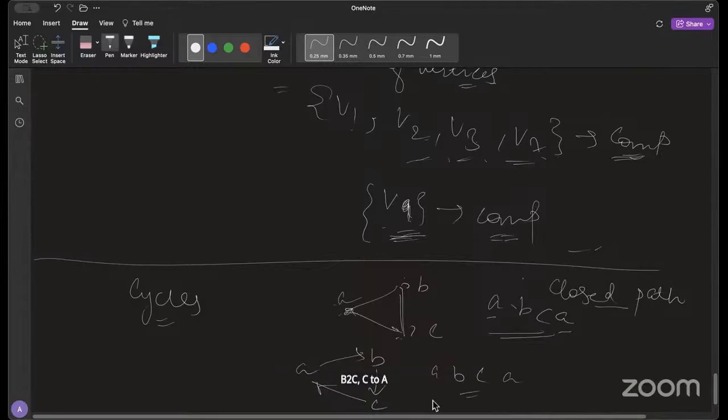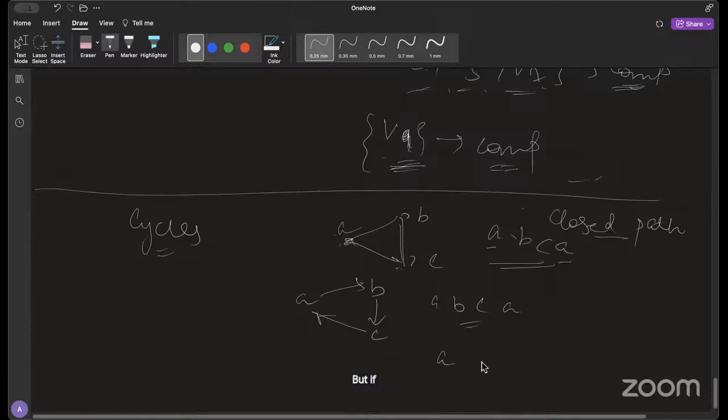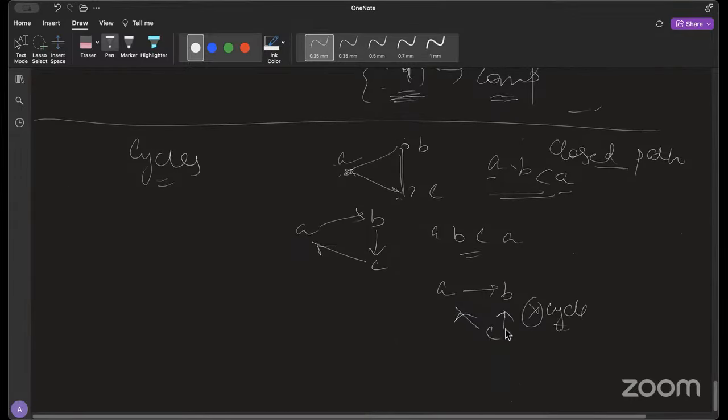This is a cycle. But if I take A to B to C, and then this other edge, now this is not a cycle, right? Is this okay? So in a directed graph, the cycle should be complete: it should start from a vertex and end at that same vertex. You can also have this thing.